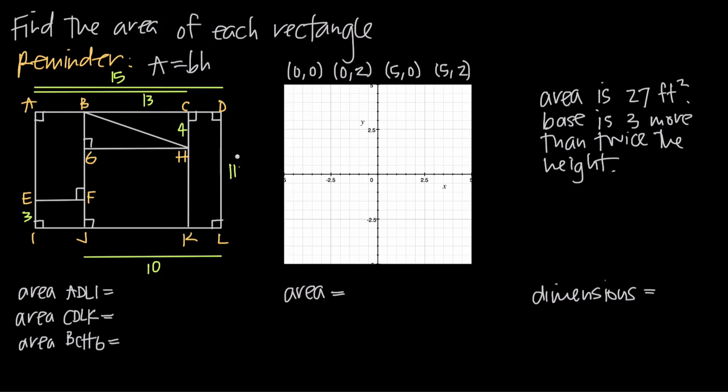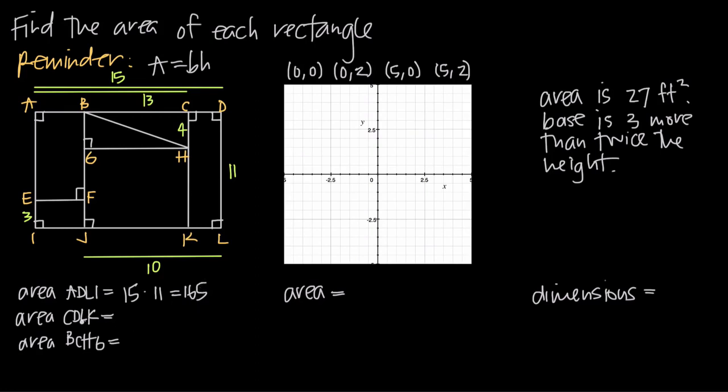We already know that the height is 11, the length of DL here is 11, so we just need the base. Well, we've already been given the base. The length of AD, we've been told, is 15. So to find the area of ADLI, we just multiply 15 by 11, or base times height. So we get 15 times 11, and that's going to give us 165. So we'll just say 165 square units.